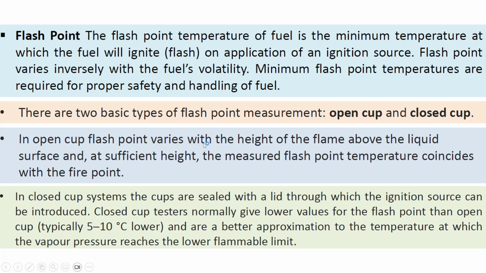In open cup, flash point varies with the height of the flame above the liquid surface, and at sufficient height, the measured flash point coincides with the fire point. But in closed cup, the cups are sealed with a lid through which the ignition source can be introduced. And the closed cup tester gives a lower value for the flash point than the open cup value, at least 5 to 10% lower than the open cup.